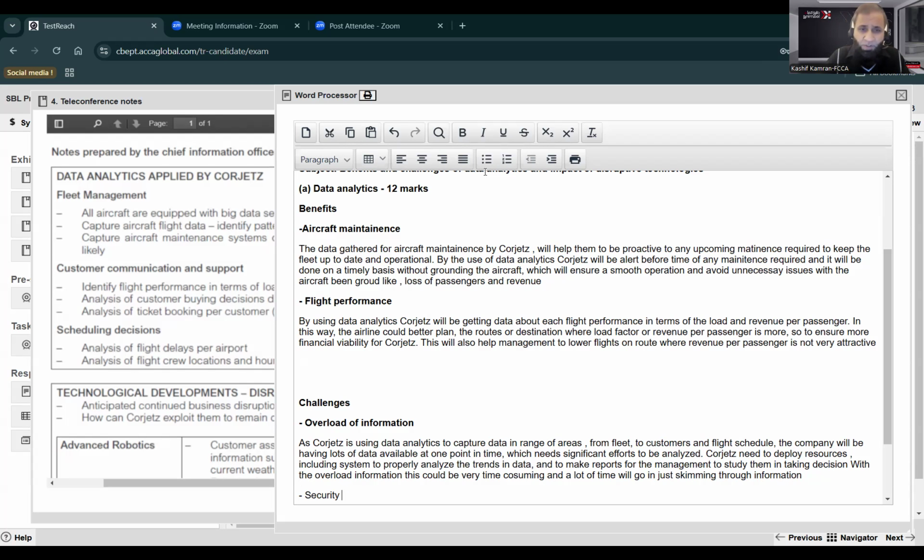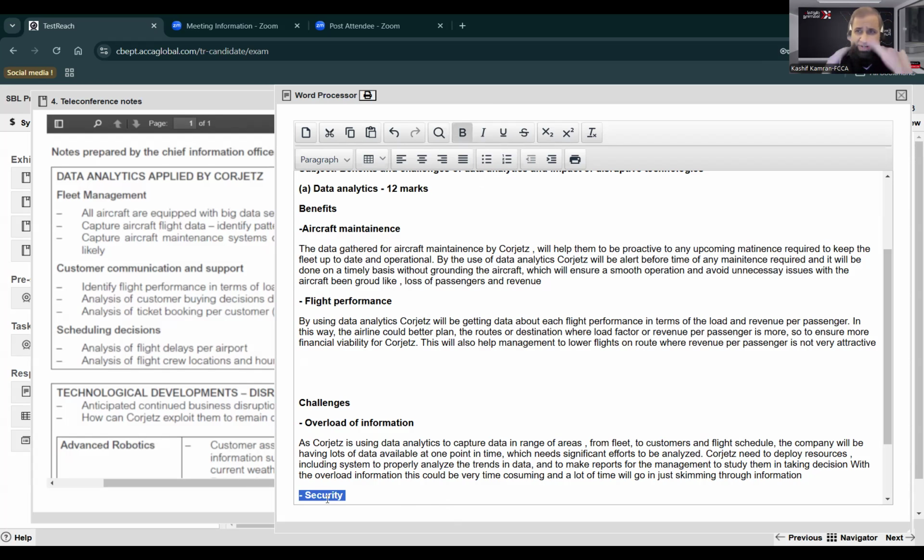Is that clear to all of you? Will you be able to pick up the answer for benefits and challenges, writing 3 paragraphs under benefits and 3 paragraphs under challenges? Are you clear? I'm just waiting for your answers, all of you. Will you be able to do it?